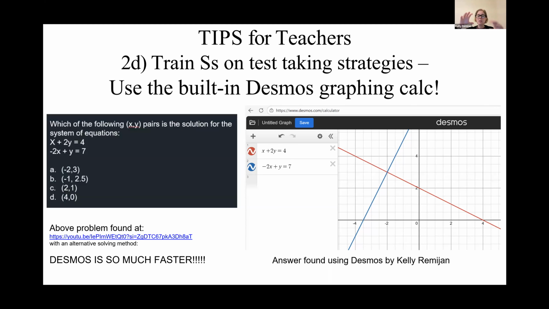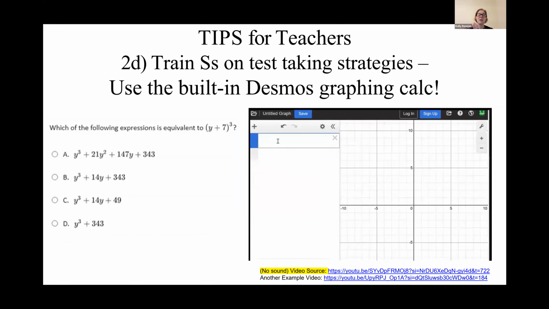And so they have to zoom in or zoom out to see where those lines are crossing. So using that built-in Desmos graphing calculator. Now, a problem like this. I'm going to show you basically 5 problems on a test where a student that knows nothing about how to get the equivalent expression to this, all they have to do is graph it.